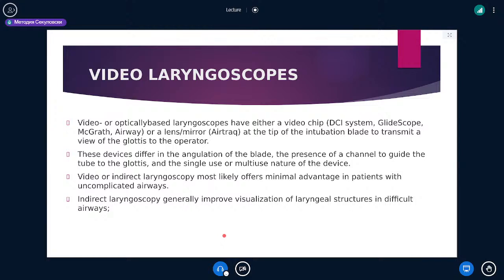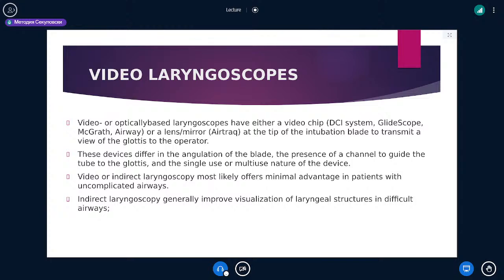Video or indirect laryngoscopy, as it is also called, most likely offers minimal advantage in patients with uncomplicated airways. And yes, since the COVID-19 pandemic, in our hospital we work only with the video laryngoscope. You know the effects of COVID about infection, and it's very important for the anesthesiologist not to have direct contact with the patient who must be intubated. About this, we work with the video laryngoscope and not with the direct laryngoscope.